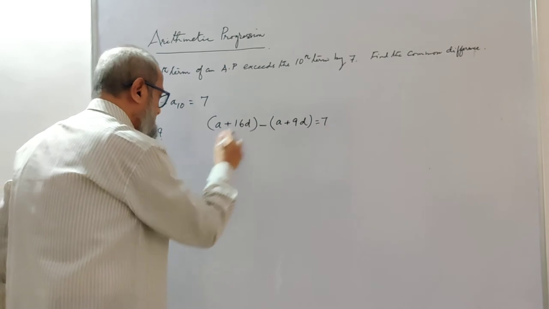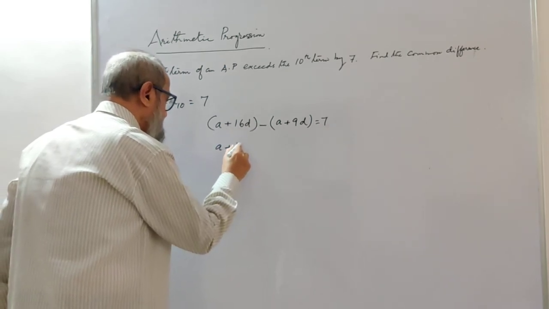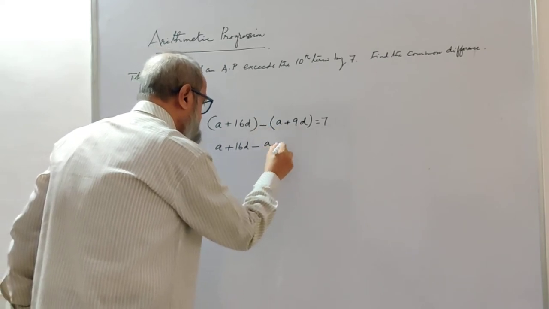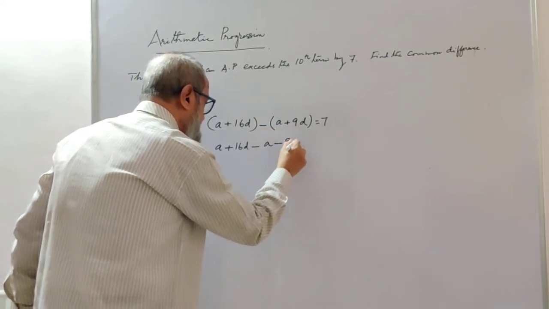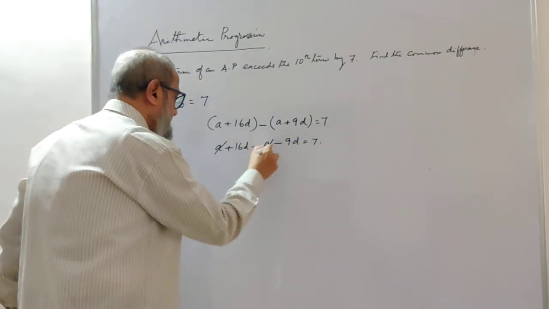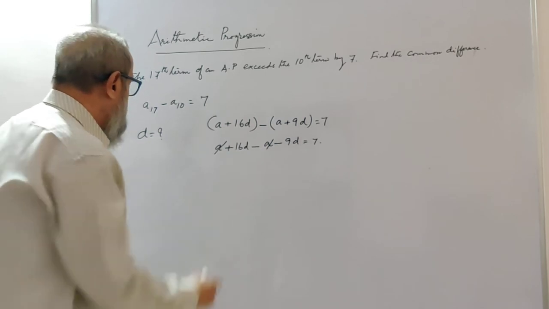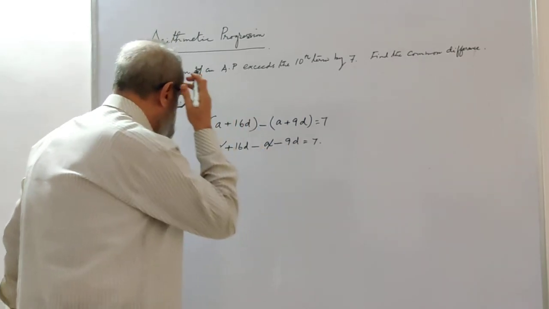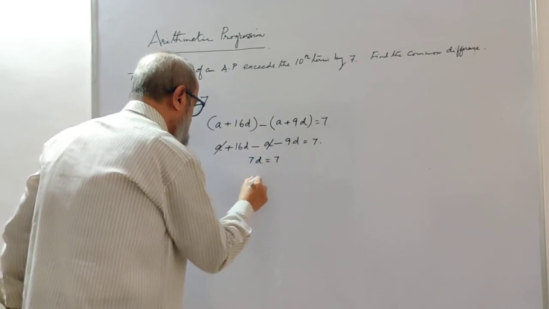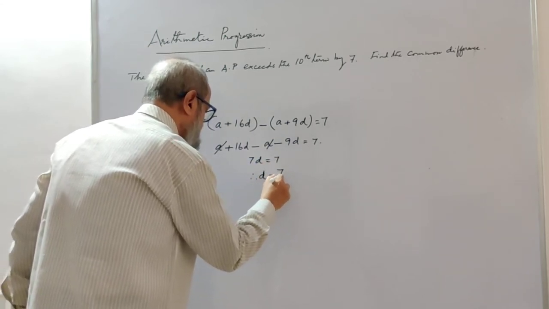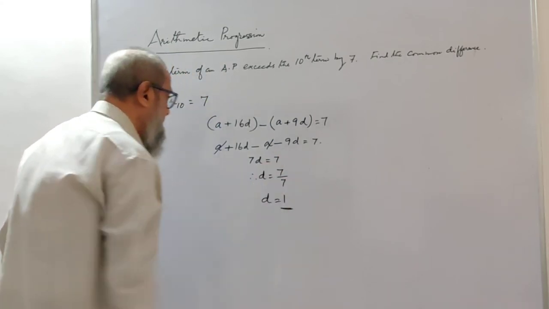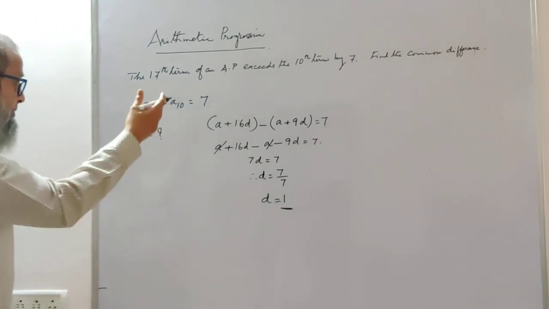So, if I open this, A plus 16D minus A, minus of plus again minus 9D is equal to 7. Now, this plus A minus A gets cancelled. Now, 16D minus 9D, that is 7D, is equal to 7. Therefore, D is equal to 7 by 7, that is D is equal to 1. This is the common difference of the given AP.